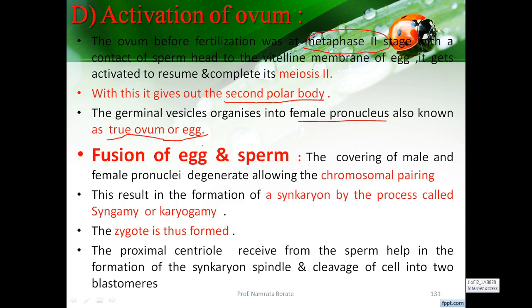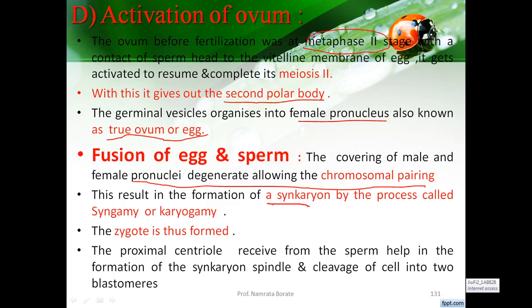After the formation of the female pronucleus, what happens? There is the fusion of the egg and the sperm. The covering of the male and female pronucleus degenerates. ये जो male pronucleus और female pronucleus के ऊपर जो कवरिंग होती है वो degenerate होती है. And what happens? The chromosomal pairing starts. When the chromosomal pairing starts, that is called the synkaryon.